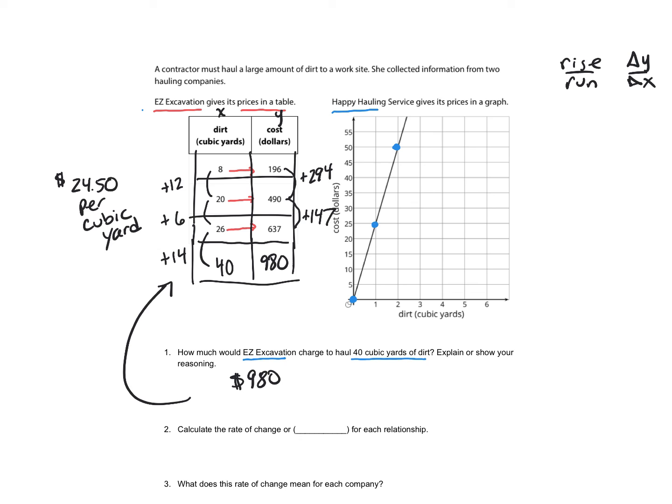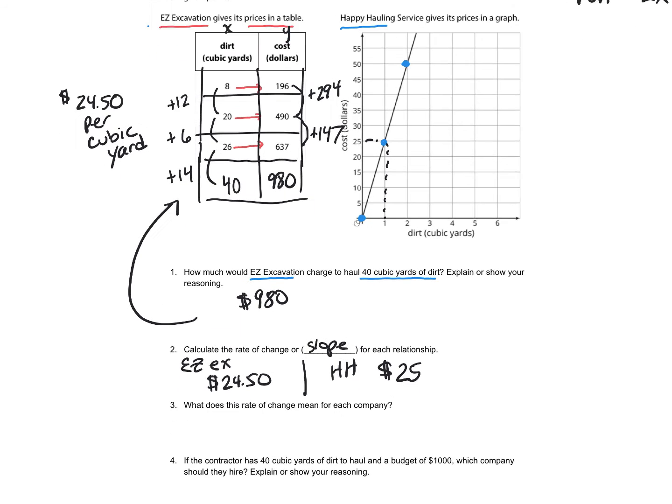Now calculate the rate of change or slope for each relationship. Well, we already did that on the first one, so easy excavation is going to be 24.50. And here you can read it from the graph that for 1 cubic yard of dirt, it's $25. So for happy hauling, it's 25. That would be our rate of change or slope. What does it mean? That's your price per cubic yard.